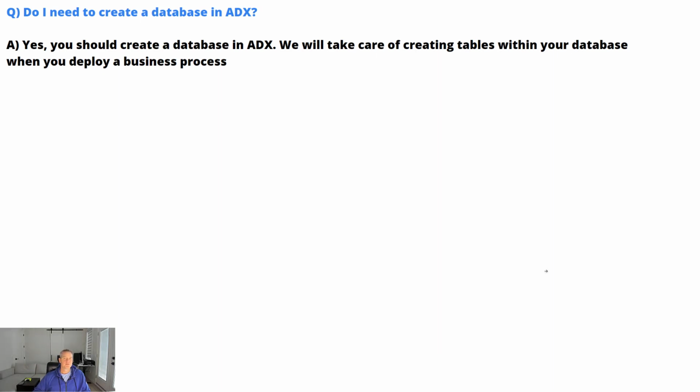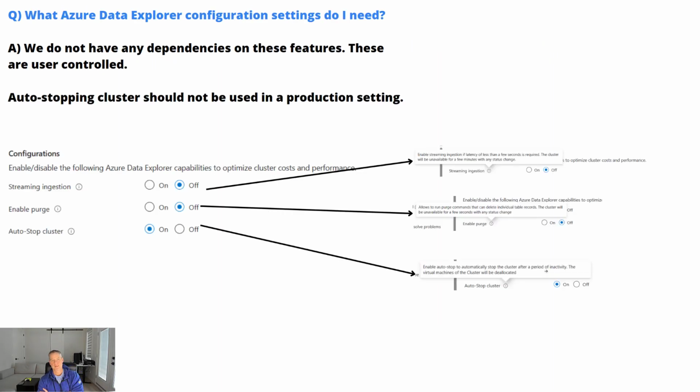So by default, we generally say create your own table, but that's more from a data access perspective than anything else. All right, so Mike had brought up this. He shows in his video that when he's provisioning an ADX instance, he gets prompted for these specific features. Now, we don't have any direct dependencies on these settings. These are user controlled, meaning if you want to enable them, you can, but we don't require them. We don't use them. So my suggestion would be to use the defaults.